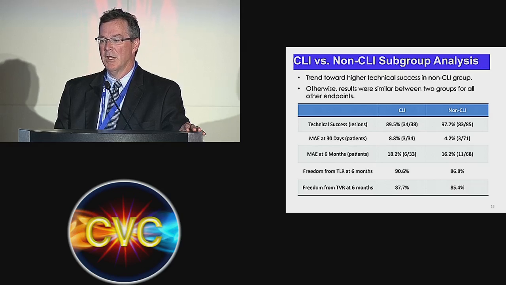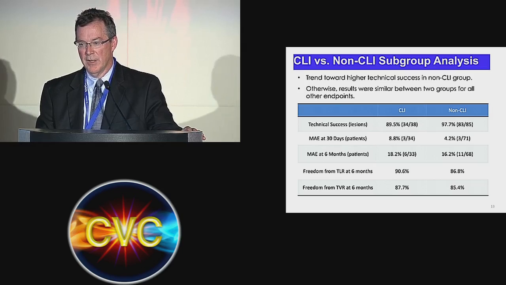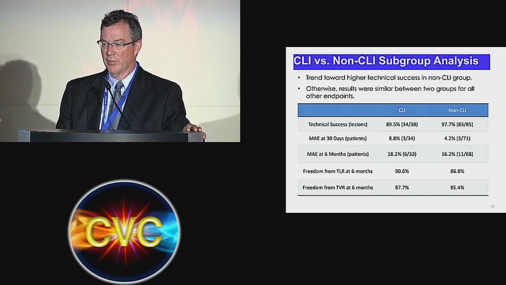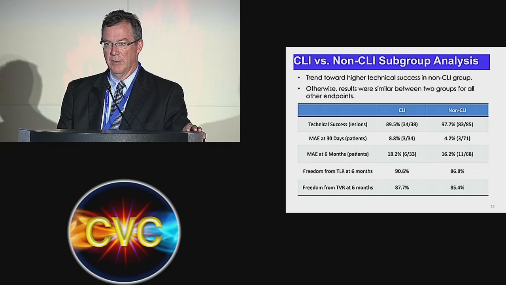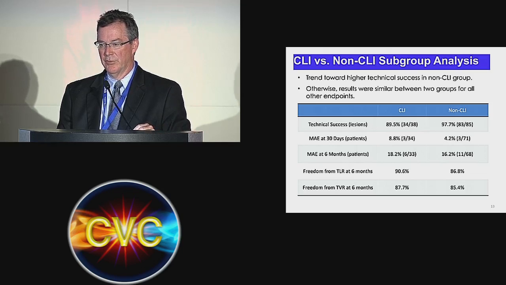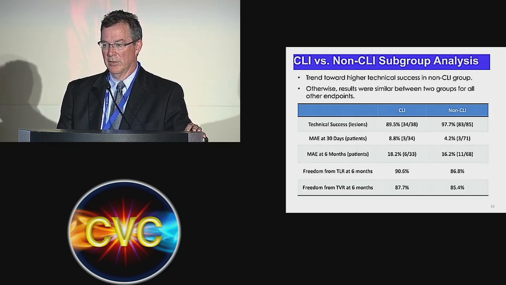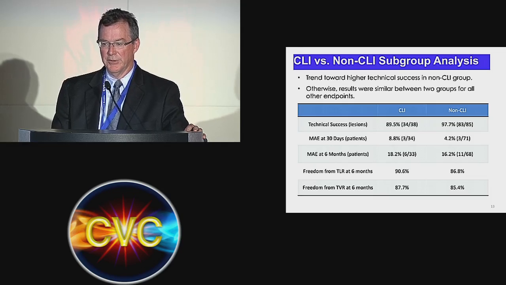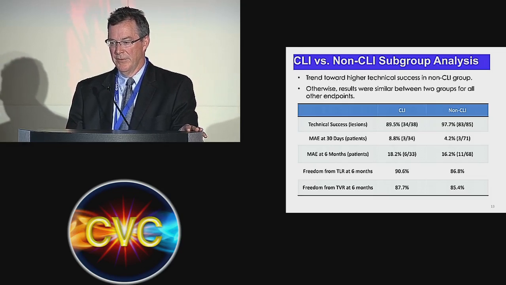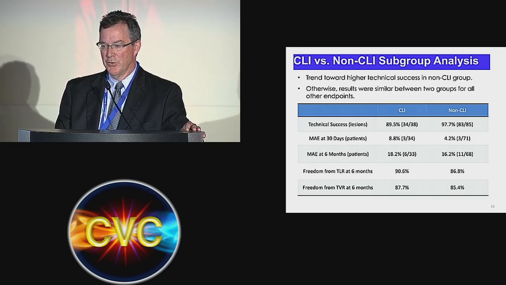In your CLI versus non-CLI subgroup analysis, you can see the technical success rate was a little bit lower in the CLI, again, a much more difficult patient base to treat. The MAEs were a little bit higher, but again, a fairly good number. At 6 months, most of these were target lesion revascularizations, 18% and 16%, as you can see, and the freedom from target lesion revascularization at 6 months. That was clinically driven, and then the target vessel lesions. So fairly durable, at least in this small subset study.